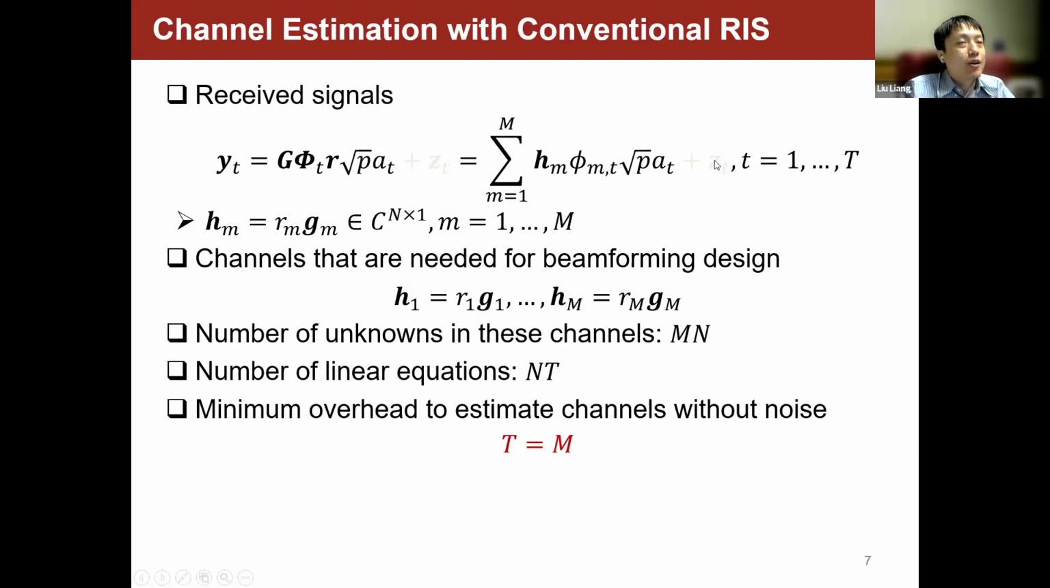Let's assume we don't have noise, okay? We just have these linear equations. And we have MN unknowns in these linear systems. How many equations do we have? For each observation, we have an N by 1 vector, right? And suppose we have T time slots to estimate the channels. We have N times T linear equations. So to make a unique solution in this linear system, we need to guarantee the number of unknowns is equal to the number of equations, right? So in this case, T should be equal to M to guarantee we can estimate these cascaded channels.